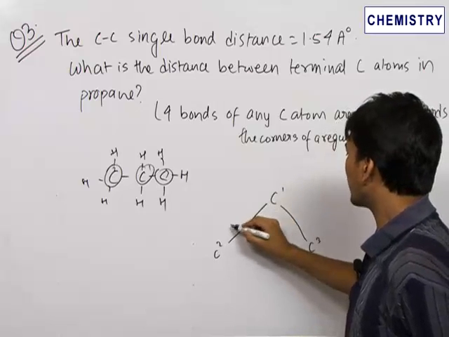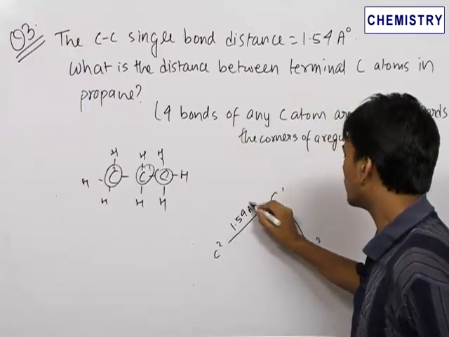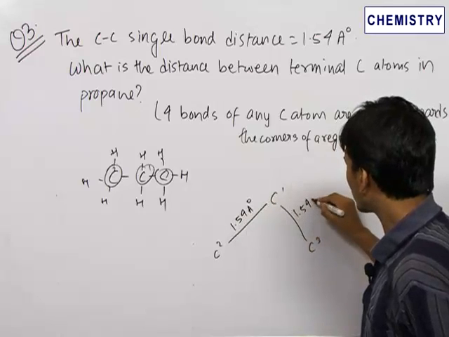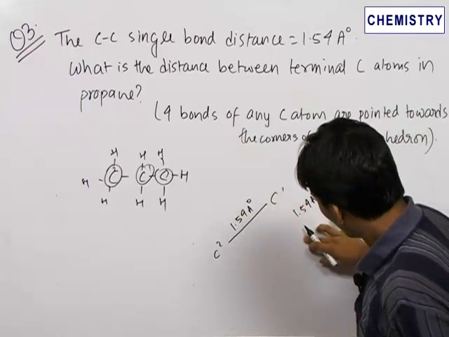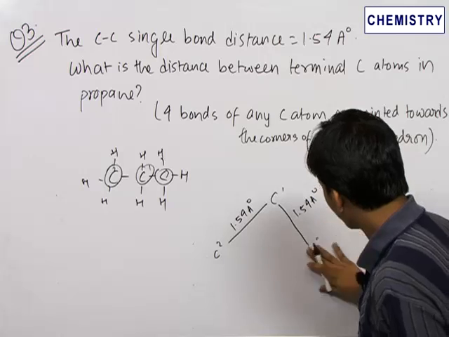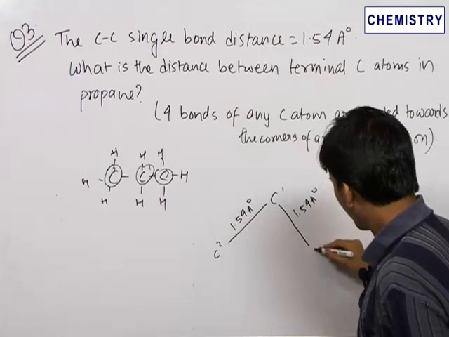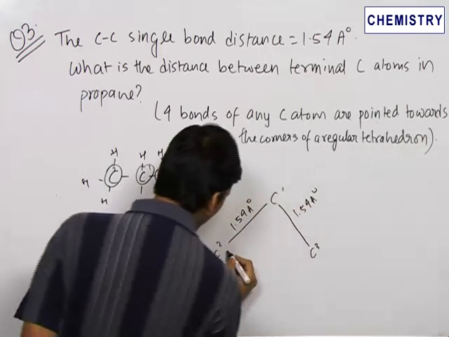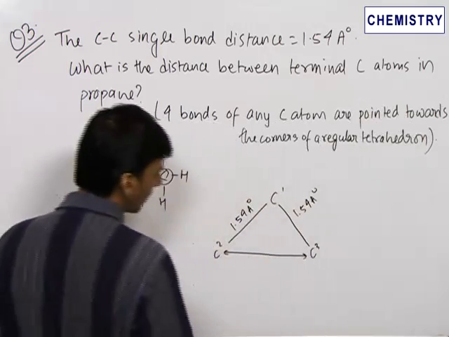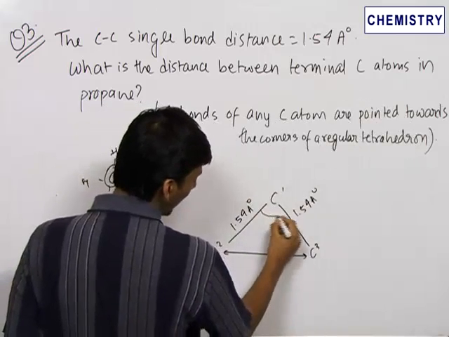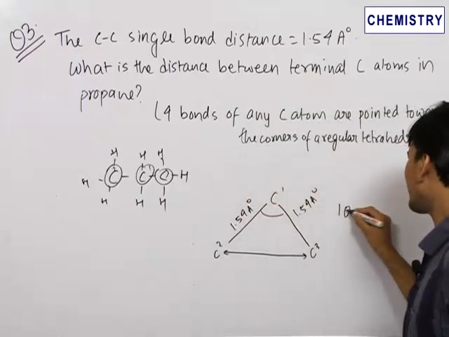This is a single bond. Therefore, this we know as 1.54 angstrom. This is again 1.54 angstrom. What we need to find out is the distance between C2 and C3. We know that in a regular tetrahedron, this angle is equal to 109 degrees 28 minutes.